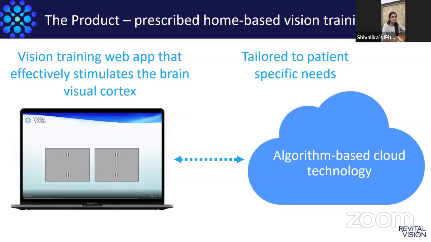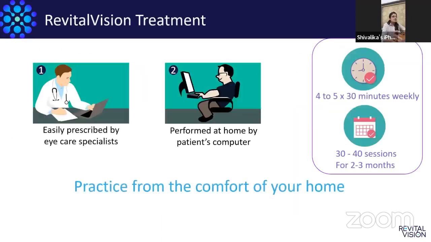So Revital treatment, as I already said, is a prescription-based treatment. It needs to be prescribed by eye care specialists, and it's a very easy prescription. It's not going to hamper your day-to-day comprehensive clinics or comprehensive care. All a practitioner needs to do is a normal eye test like we do for testing distance and near visual acuity and very primary binocular functions. And we need to identify the patients.